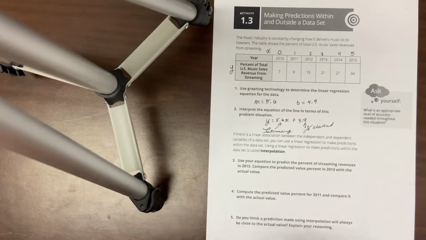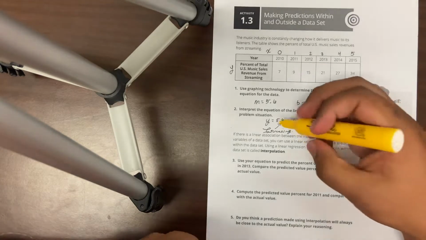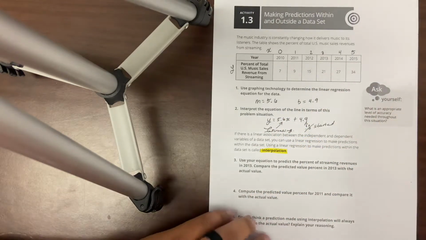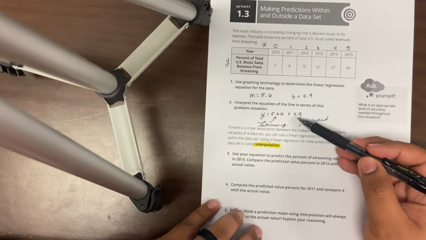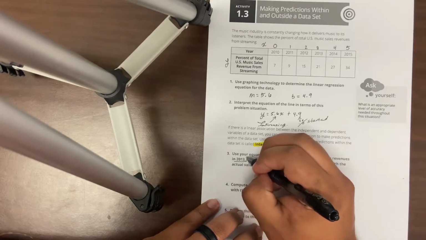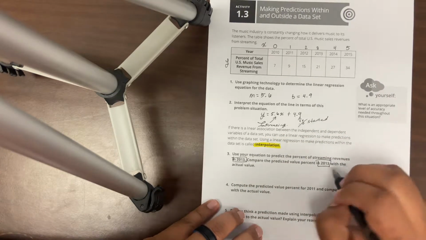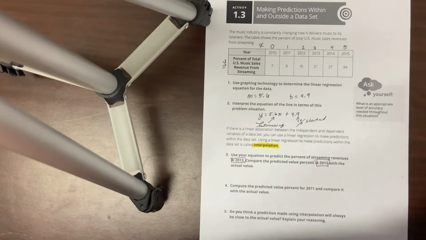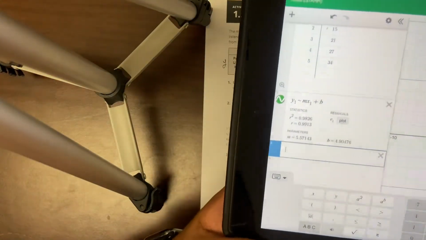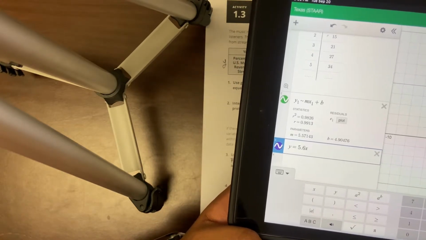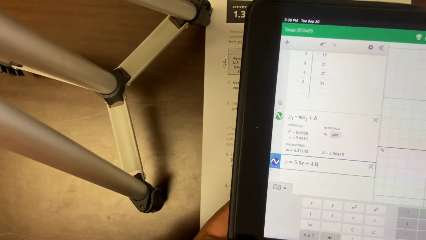Now, there are these funny vocabulary words that, of course, I would love to go into more depth, but interpolation is basically, we're going to use this equation to find a data set that we already have, and we're going to compare it. It says we're going to use 2013, okay? So 2013 is number 3. I'm going to use the equation that we just wrote. Y equals 5.6x plus 4.9.